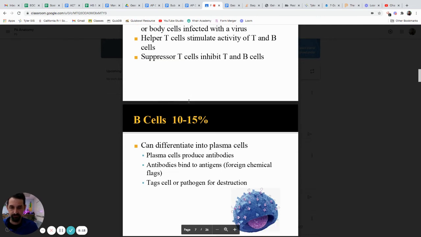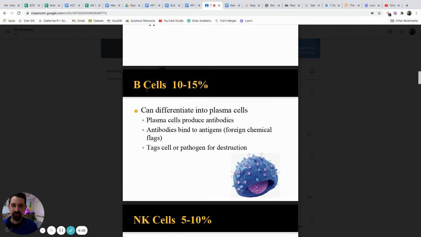B cells, about 10 to 15% of your cells are B cells, so called because they are formed in your bones. And these differentiate or develop into plasma cells. Plasma cells produce antibodies. Now remember, antibodies bind to antigens, foreign chemical flags, and that tags that cell or pathogen for destruction. So this is how you get your specific immune response.